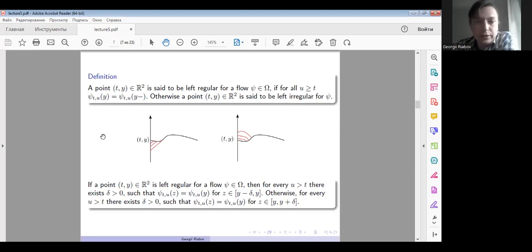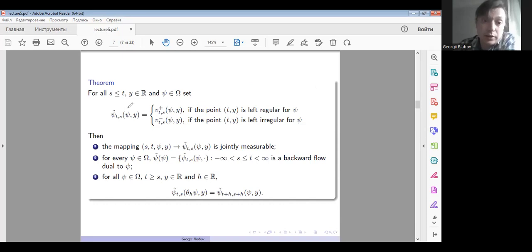And now let's define the dual flow. So for all s, t, and y, we look at the point ty, and if it is left regular for the flow, we define psi tilde as v plus. If it is left irregular for the flow psi, we define psi tilde as v minus. Then by construction, psi tilde is either v plus or v minus. Yes, so trajectories of psi tilde are continuous functions that do not intersect trajectories of the flow psi.